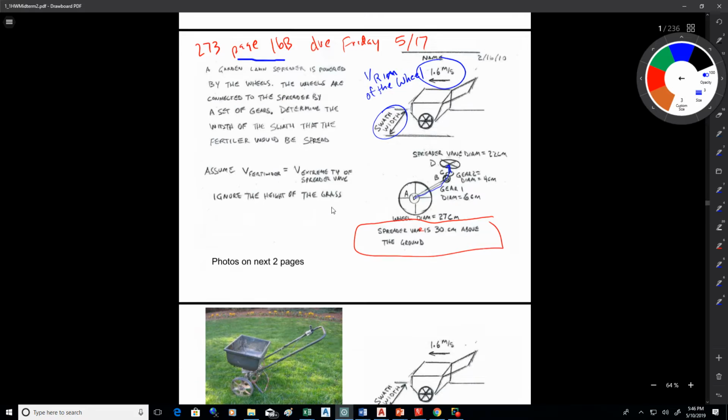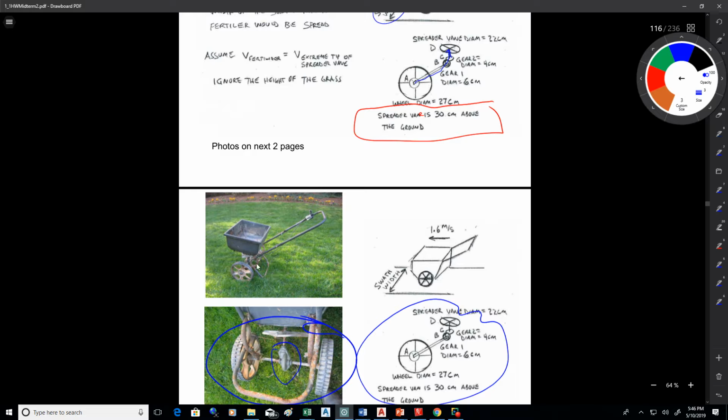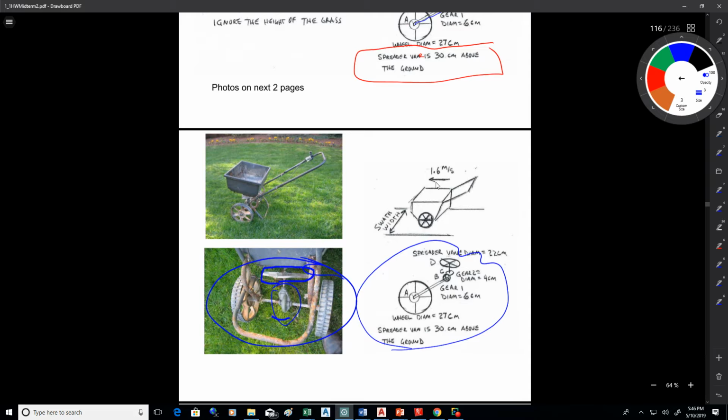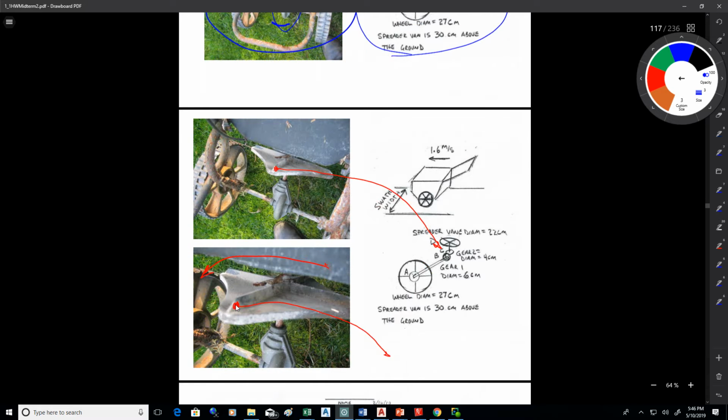Now this is a lawn spreader. Looks something like that. What we're going to do is take the rotation of the wheel as we push it and work that through this gearbox right there and take that up to the spreader vane. The spreader vane will then throw the fertilizer out in both directions. If we know the velocity of the lawn spreader, 1.6 meters per second, we're going to work our way through the gears and then find the velocity of the outer edge of the spreader vane right there, because that will be the velocity of the fertilizer as it's being thrown out.